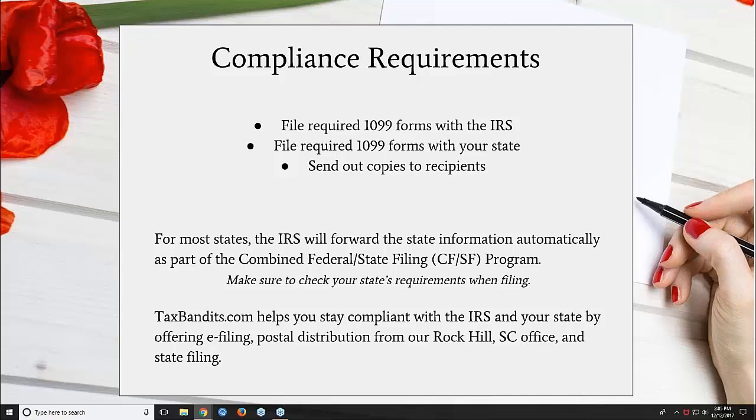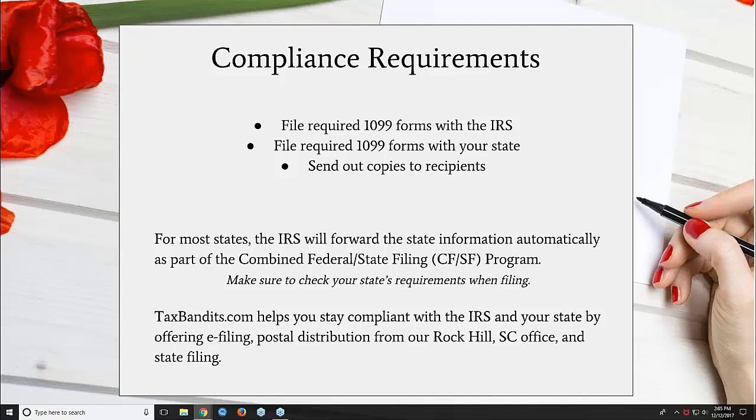But also, here at TaxBandits, we do assist you with all of this, including mailing the correct copies to the recipient. But we'll go ahead and discuss that a little bit later in terms of what your filing options are.